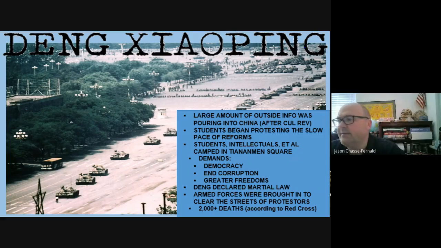The massacre itself, official Chinese numbers are in the low hundreds. It's like 300 or something, somewhere in that neighborhood, is the official number from Beijing. According to the Red Cross, over 2,000 people were killed. The BBC a couple of years ago came out with a revised number based on looking at all the evidence, and the BBC put the number around 10,000 killed that night.